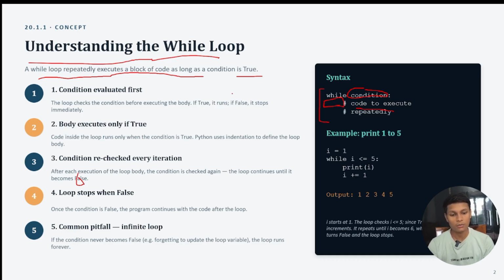Let's see how the while loop works. What happens first? So the very first thing is that the condition is evaluated first. Means that the condition you passed will be evaluated first. The loop checks the condition before executing the body. If true, it runs. If false, it stops immediately.